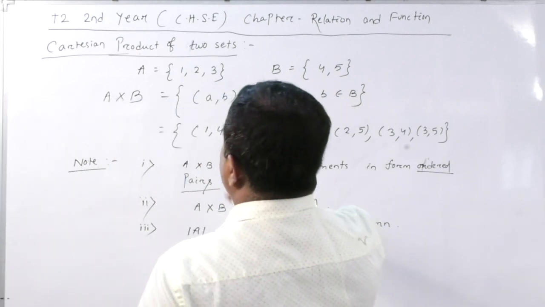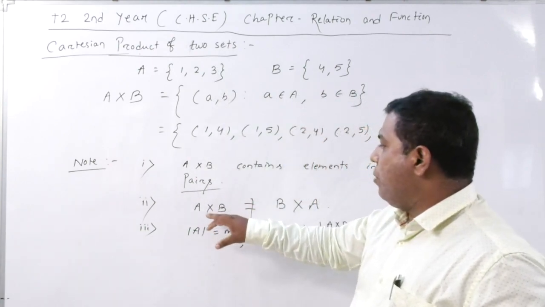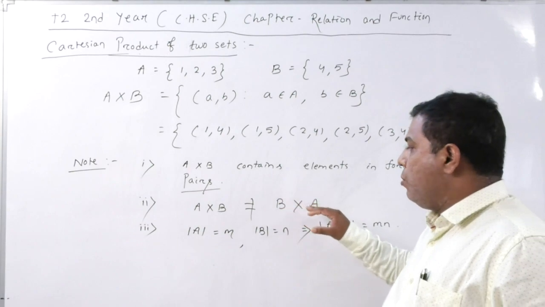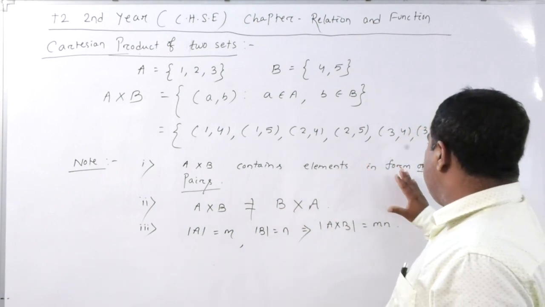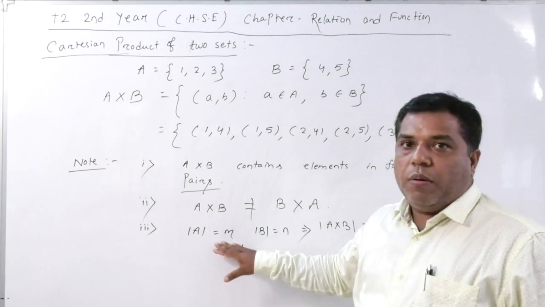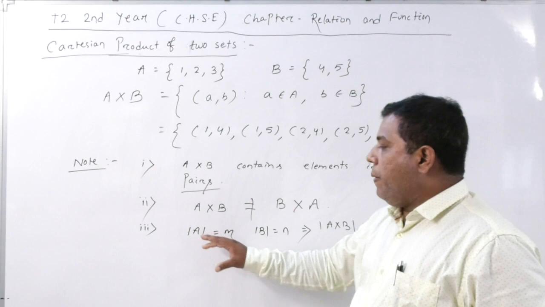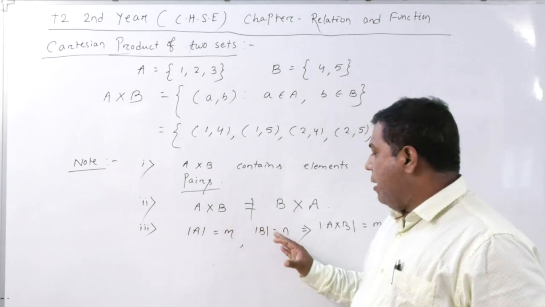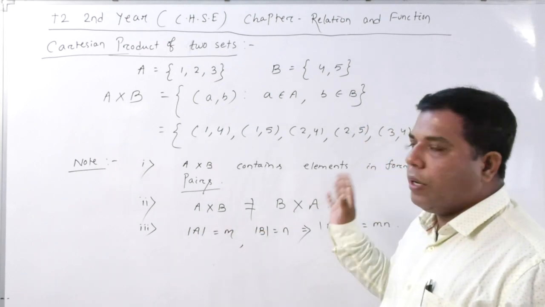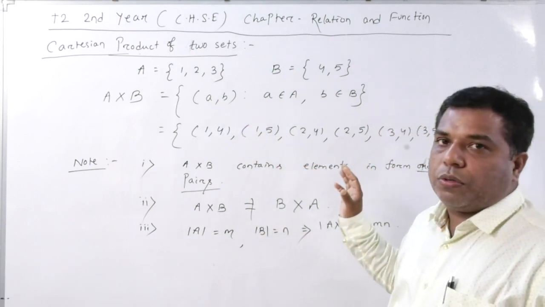Again I am going to tell you, these two are very important: A cross B is not equal to B cross A, and it consists of ordered pairs. Next, how many total elements are there in the Cartesian product? It depends on the cardinality of A and the cardinality of B. Okay, so this is about the information of the Cartesian product.